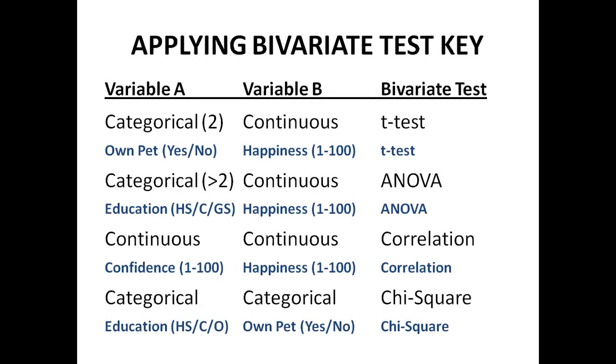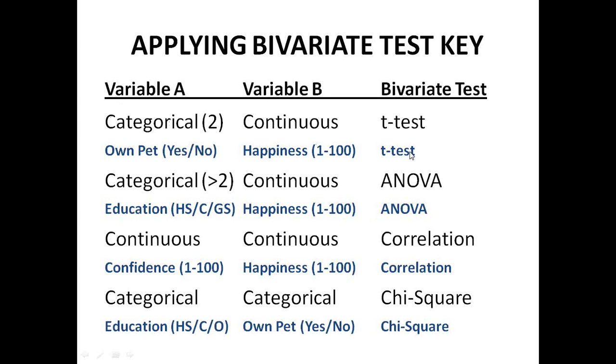So here we have plugged in those variables. Variable B, as much as we can, we put happiness, because you often like to put your dependent variable here and your independent variables here, just for the sake of organization. So we have our categorical, own a pet, yes, no, right? Categorical, two categories.